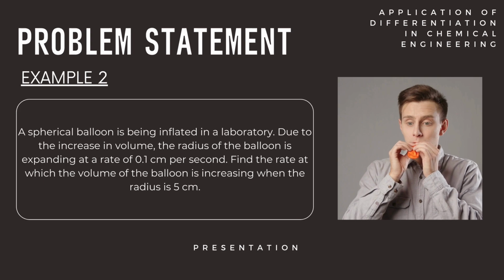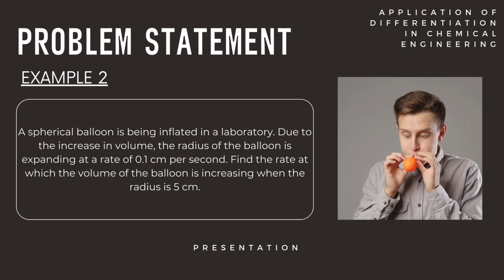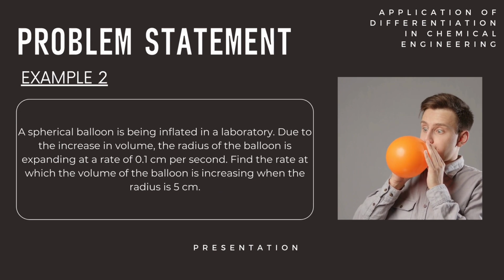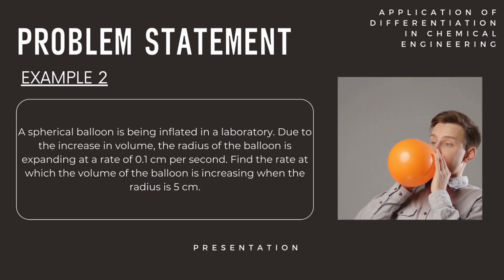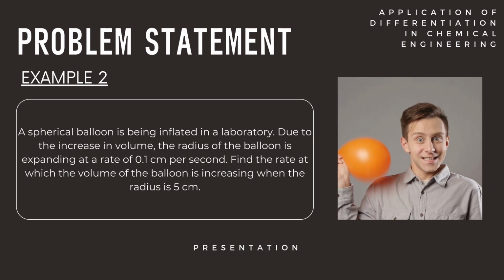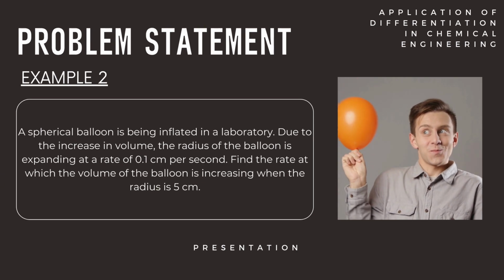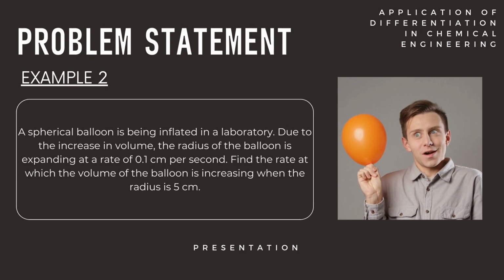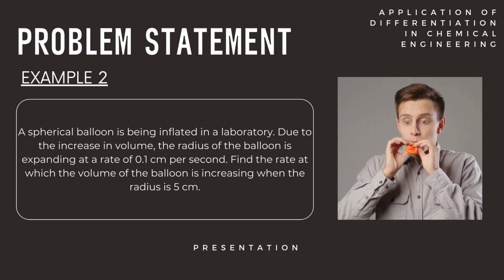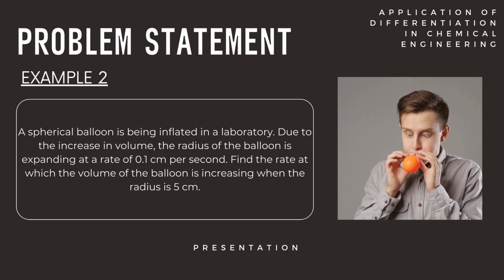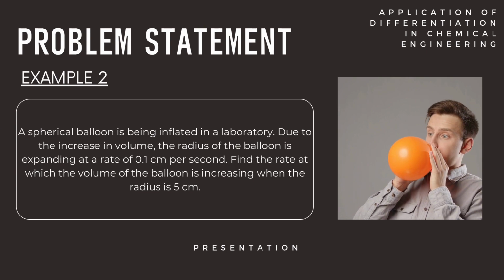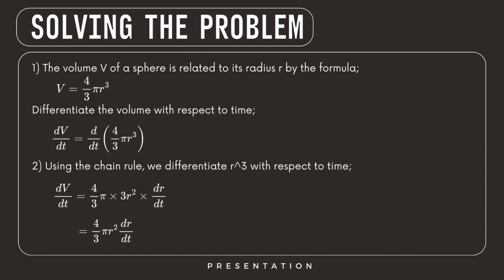Let's take a look at the problem statement for this example. Here, we are working with a spherical balloon being inflated in a laboratory. Due to the increase in volume, the radius of the balloon is expanding at a constant rate of 0.1 centimeters per second. Our objective is to find the rate at which the volume of the balloon is increasing when the radius of the balloon is 5 centimeters. This example demonstrates the application of differentiation in chemical engineering, where we use calculus to analyze rates of change in dynamic systems like this one.